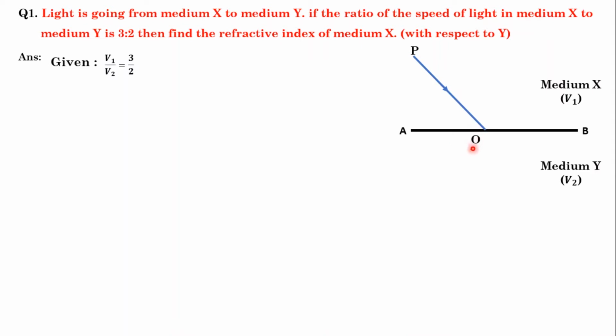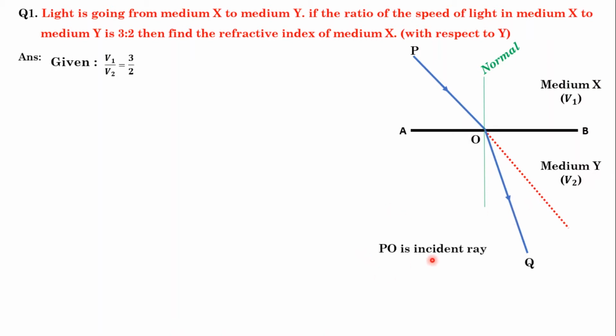So at the point of incidence we can draw a normal, and if suppose there is no medium, then light should go like this. But since this is a medium, light will go like this. Okay, so light will bend. This is called refraction. Now PO is the incident ray and OQ is the refracted ray.